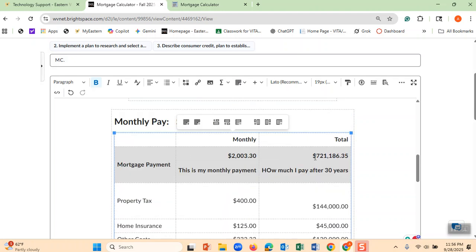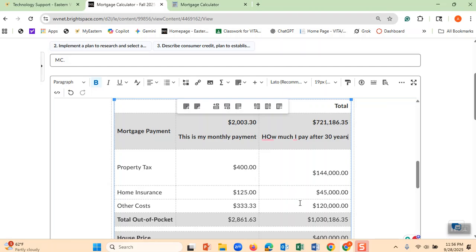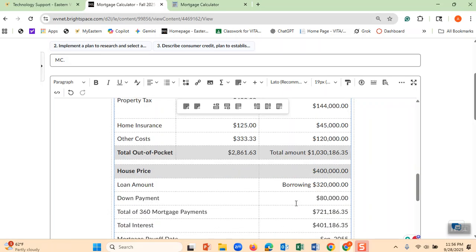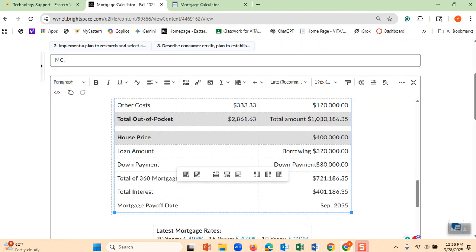And then you can write what property taxes are right here, and then you can write what this one is. That means this is the total amount of money that is costing me. You see, this is the total amount. And that is out of your pocket after 30 years. And you can put this is the house price. This is what you are borrowing. Here you go, borrowing. And here is your down payment. And you put your down payment. And then here is what you are totally paying. And this is a good number also, total interest.